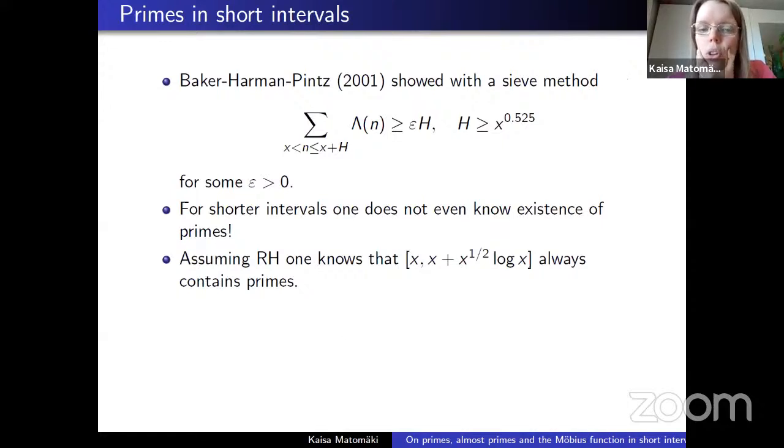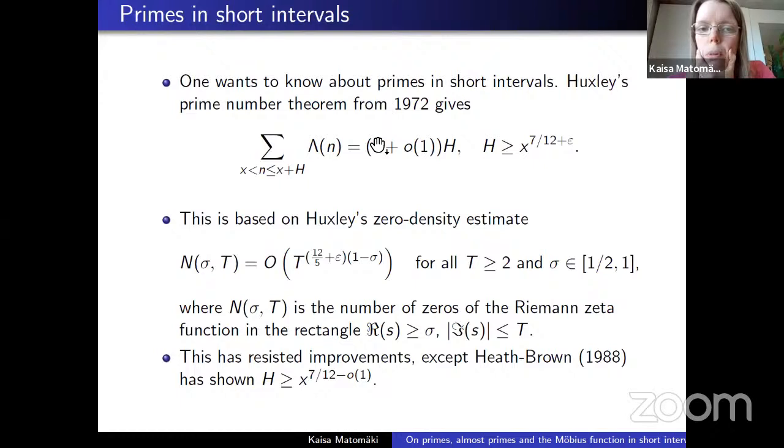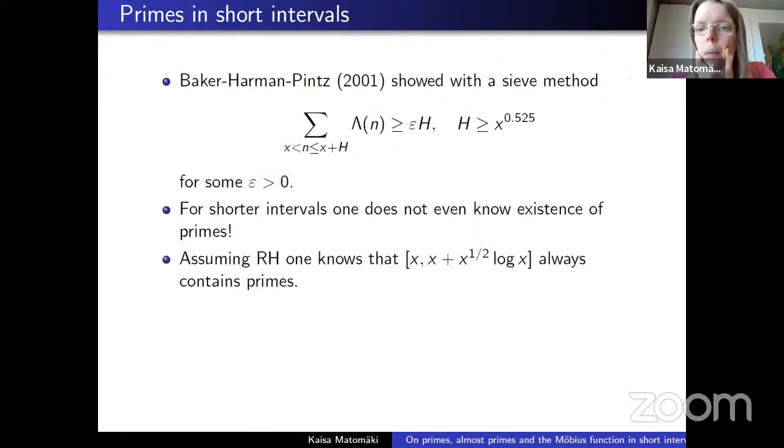Except that if you don't request an asymptotic formula for the number of primes, but you are just happy with finding some primes in the intervals, or a positive proportion of primes, then one can do shorter intervals. So Baker, Harman, and Pintz showed 20 years ago that if you look at intervals of length x^0.525, then you can find the correct order of magnitude of primes. So you can still find in intervals of this length that there are h over log x times a constant number of primes. But if one goes into shorter intervals, then we don't even know that there exist primes in all short intervals. If we assume the Riemann hypothesis, that helps a bit.